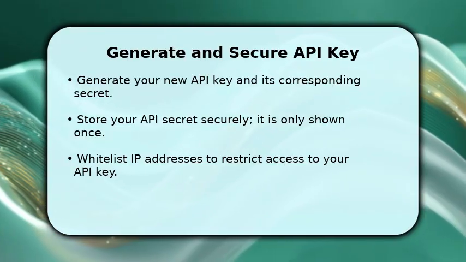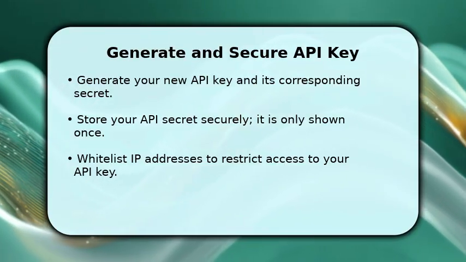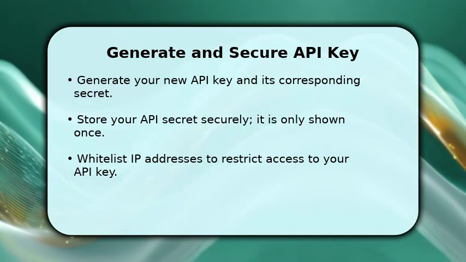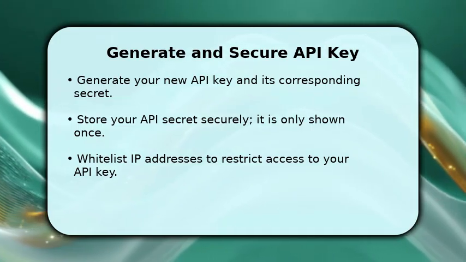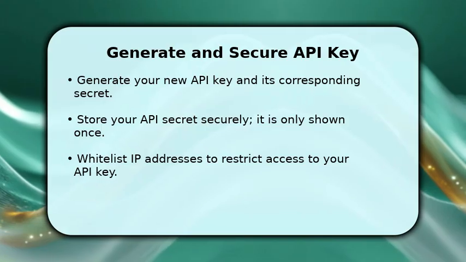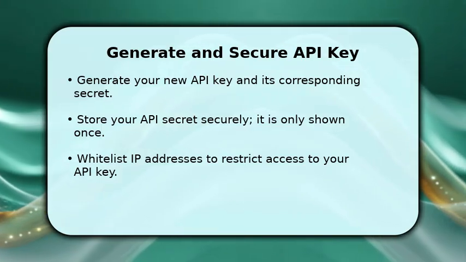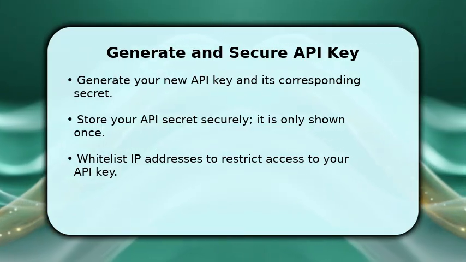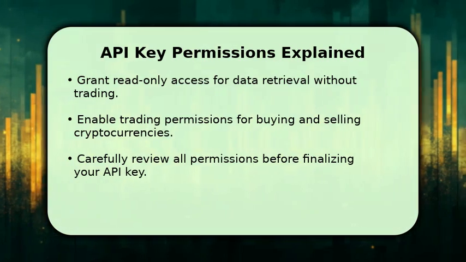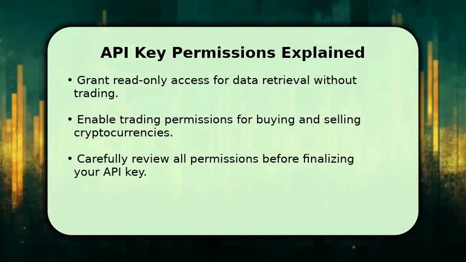For enhanced security, consider whitelisting specific IP addresses. This means only requests originating from those approved IP addresses can use your API key, adding an extra layer of protection to your account. Understanding API permissions is critical for safe operation.